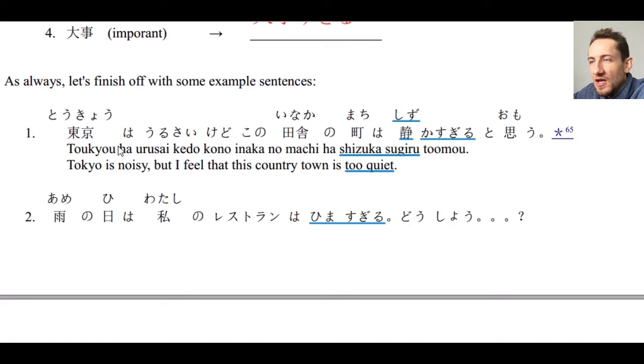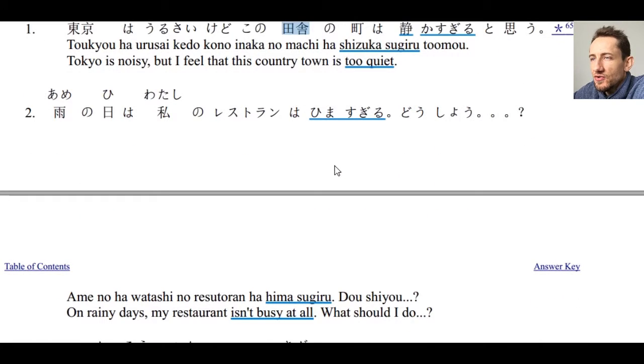So number 1, 東京はうるさいけど、この田舎の町は静かすぎると思う。So Tokyo is noisy, うるさい。けど, but この田舎の町, 田舎 means countryside. 田舎の町, this city in the countryside is too quiet. 静かすぎる, too quiet. Number 2, 雨の日は私のレストランは暇すぎる。どうしよう。雨の日, the day that it rains.